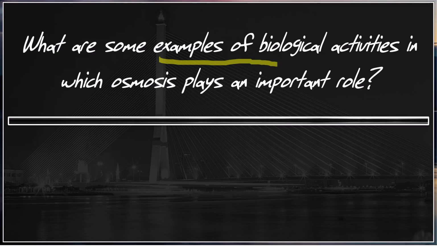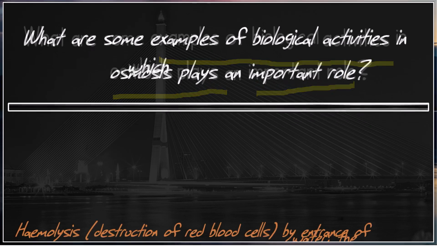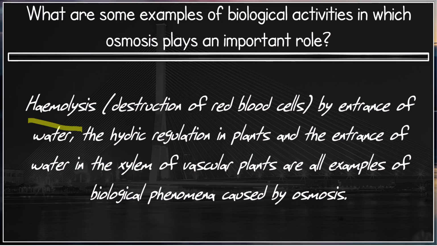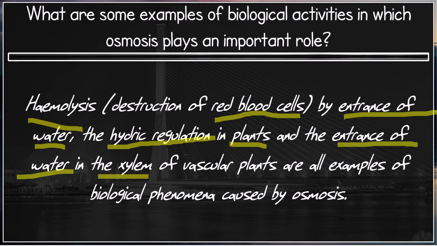What are some examples of biological activities in which osmosis plays an important role? Hemolysis, destruction of the red blood cells by entrance of water. Hydric regulation in plants. The entrance of water in the xylem of the vascular plant. These are all examples of biological phenomena caused by osmosis.